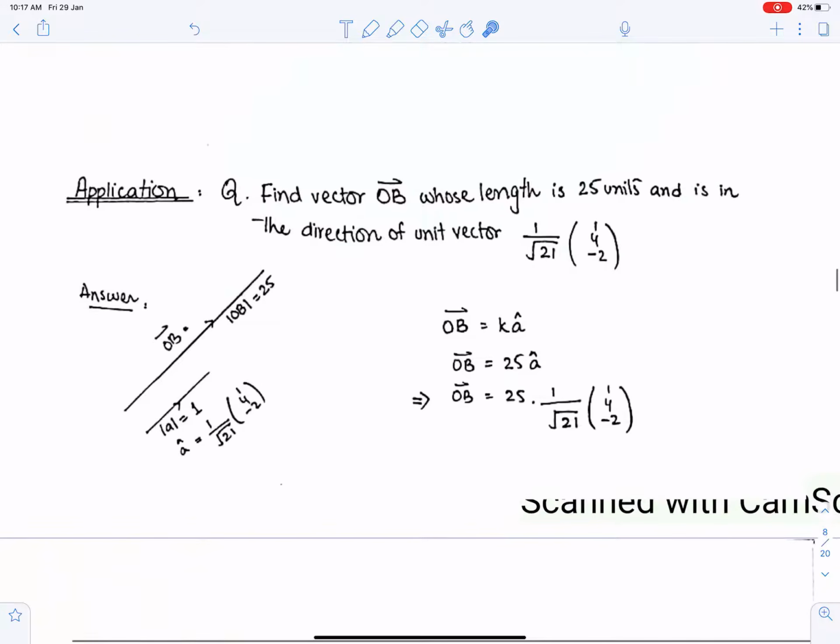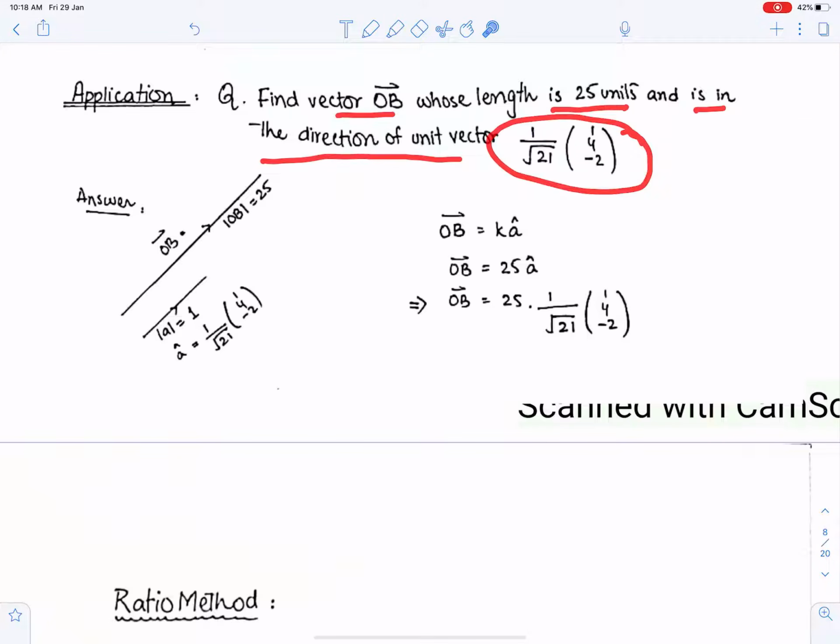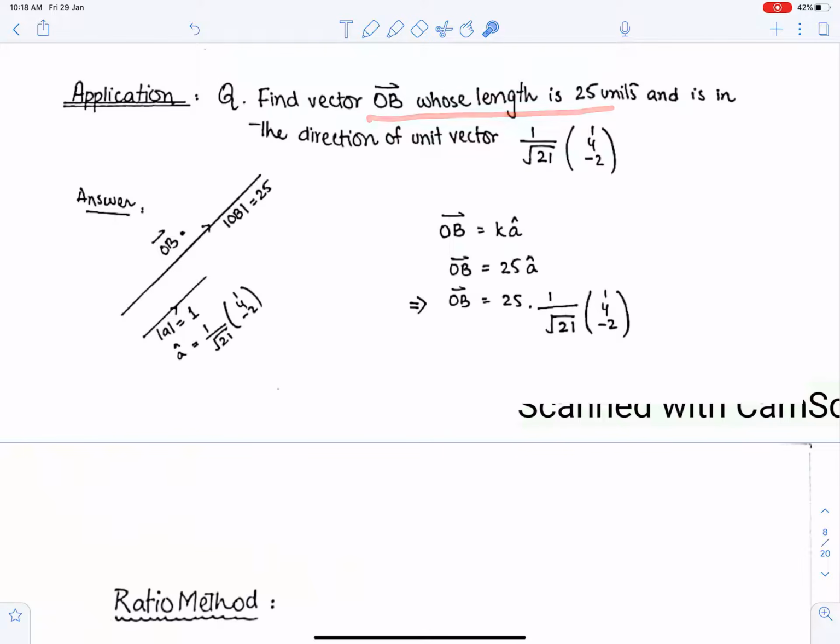An important application of unit vector. The question is, find vector OB whose length is 25 units and is in the direction of the unit vector. This means these two vectors are parallel. This is the rough sketch of this situation. So this vector OB is here with magnitude 25, and the other vector is unknown. We are working for OB. And this I suppose as unit vector A cap. And we all know, since this is the unit vector, its magnitude is 1. So this is so simple.